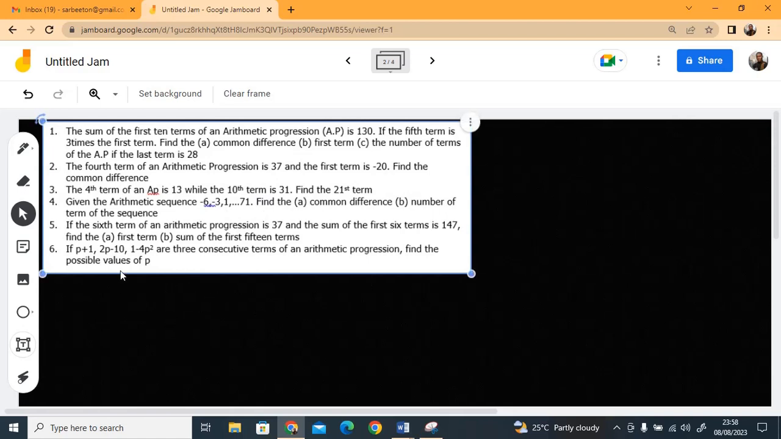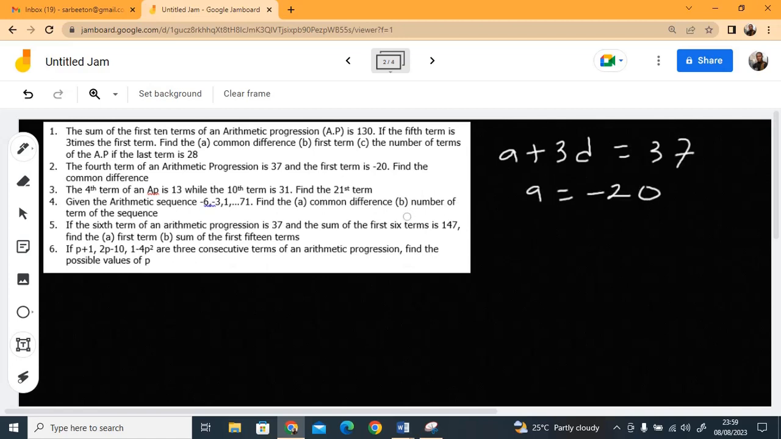Okay, so we have this. Let me paste the question. The fourth term of an AP is 37 and the first term is minus 20. Find the common difference. Using the formula, the fourth term is a plus 3d, which they said equals 37. And they said the first term is minus 20, so a equals minus 20.